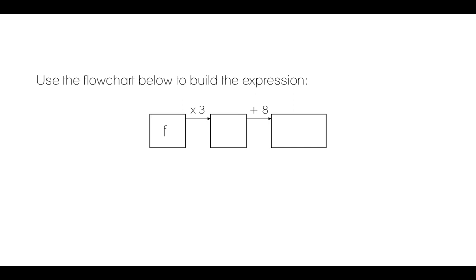So we have f. And the first thing it wants us to do is times it by 3. So we end up with 3f, because remembering that 3f is the same as 3 times f. Then from there, the flowchart says to add 8. So we take this term and we add 8 to it, and we end up with 3f plus 8.